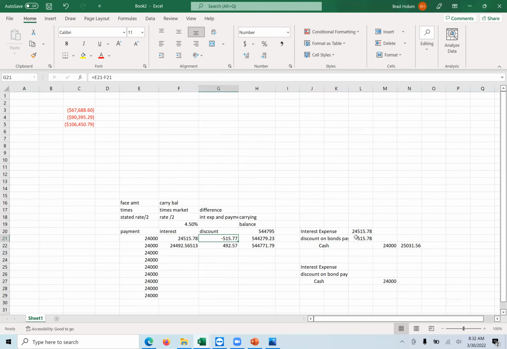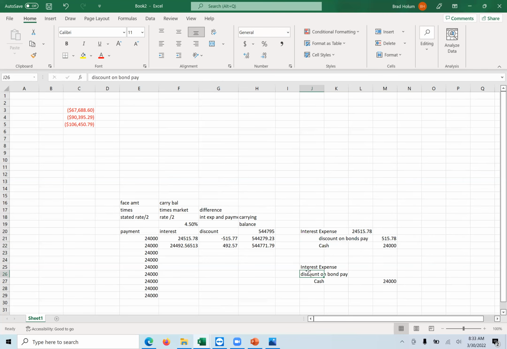Okay, so in this scenario, this needs to be over here, sorry. 515.77. So our interest expense is 24,515.78. Our discount on bonds is going to be a credit here of 515.78, and our cash is 24,000.